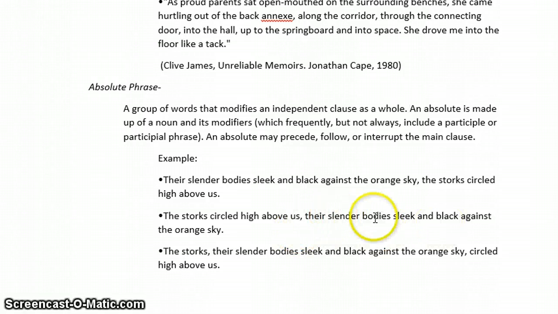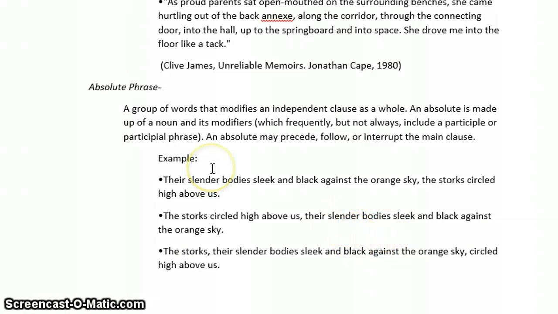Let's go ahead, and this one doesn't have a participial phrase. This first one had a past participial phrase. You can see the word circled. Let's look at this bottom one. The storks, their slender bodies sleek and black against the orange sky, circled high above us. And you can see here they've chosen to set this off with commas after the noun that it modifies, and that helps give us kind of a good flow to that.